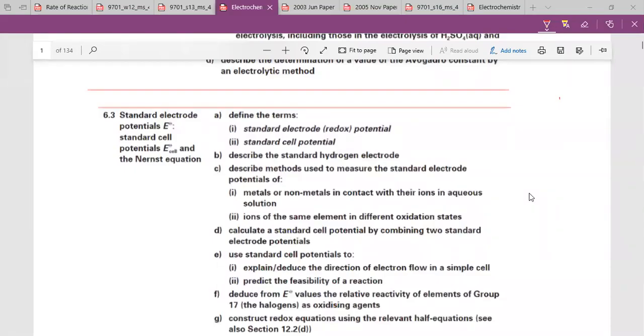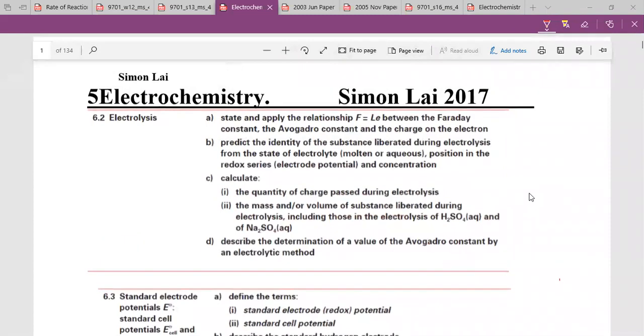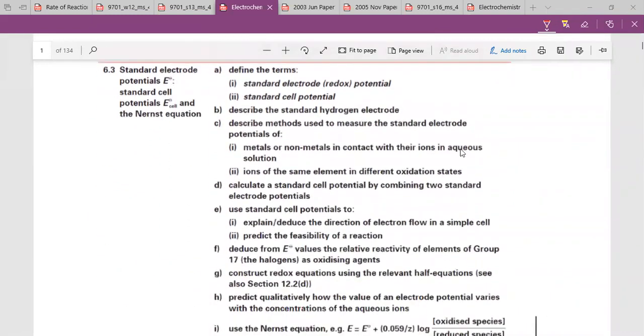Hi guys, today we're going to do electrochemistry. Electrochemistry for A2. Now we won't do the electrolysis first. We'll be doing standard electropotentials first. We go backwards. So a few terms you need to be clarified.